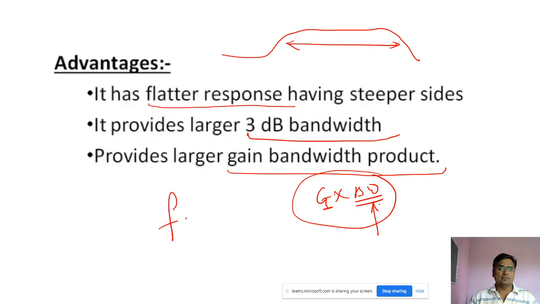What is that gain bandwidth product in case of a BJT? This is f_T. What is that? It is the last column in your data sheet. I hope you remember that from your first semester.